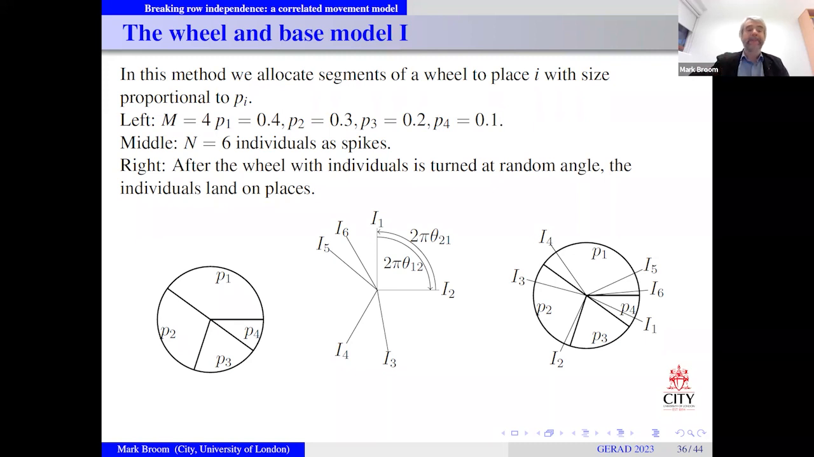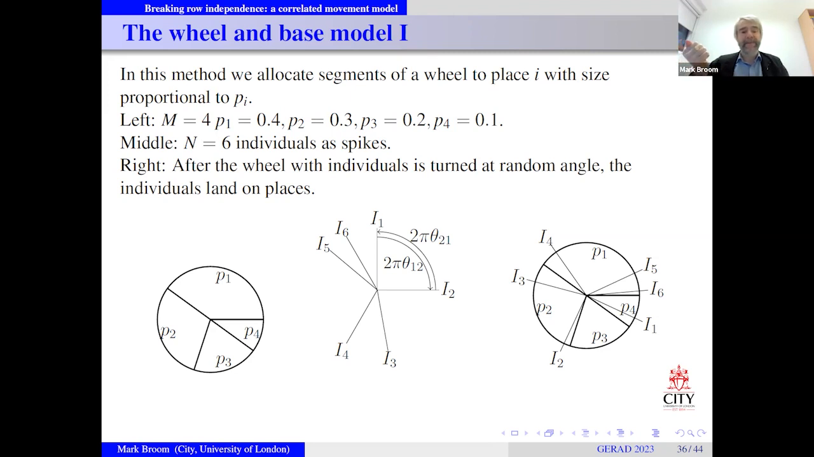Then what I do is I spin my wheel. If I'm just following a single individual, I put it on a top wheel, and I spin it round randomly, and it will land in places following that distribution. But I could also put 2 individuals on that wheel, and each of them will have that individual distribution, and yet their positions relative to each other will be correlated.